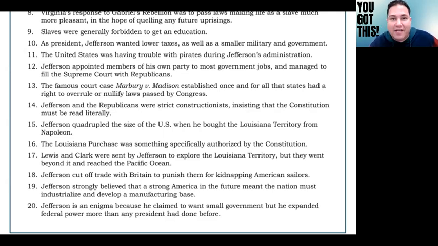Number 16, the Louisiana Purchase was something specifically authorized by the Constitution. False. Nowhere in the Constitution does it give the president specifically the power to buy land, right? There's no real estate clause in the United States Constitution. So this is what makes Thomas Jefferson, some would say, a hypocrite. I would just say that he's a bit of a contradiction, right? He's a bit contradictory. Thomas Jefferson and the Republicans were strict constructionists. If it's not in the Constitution, then the government can't do it.